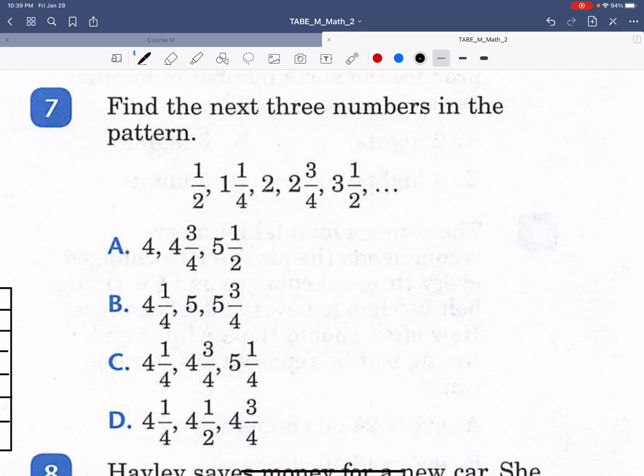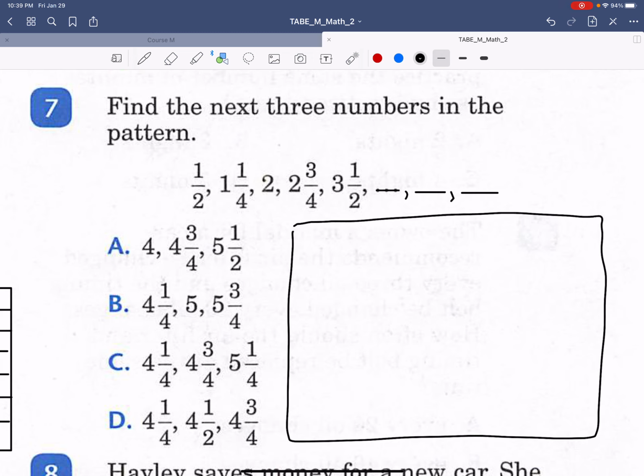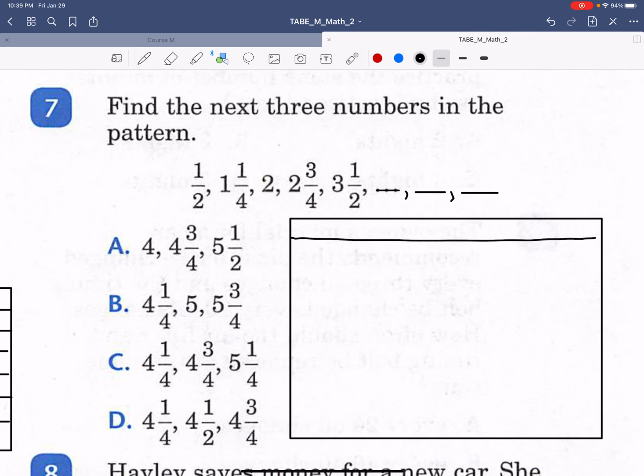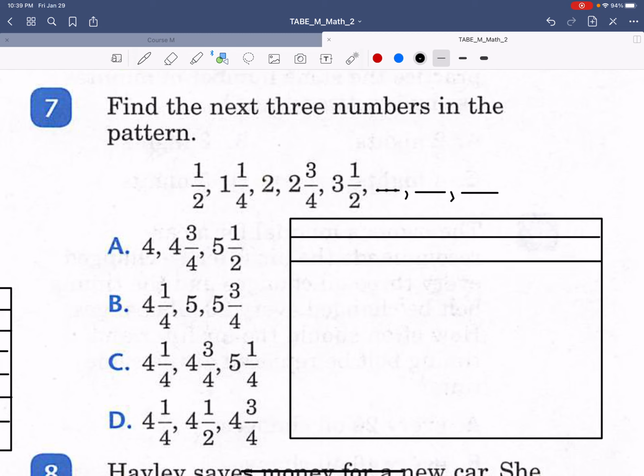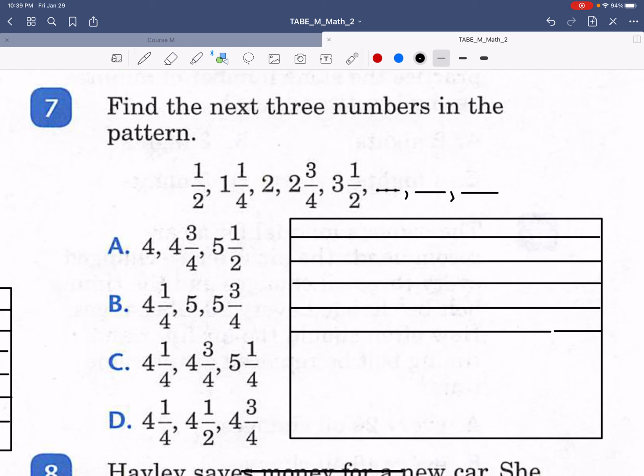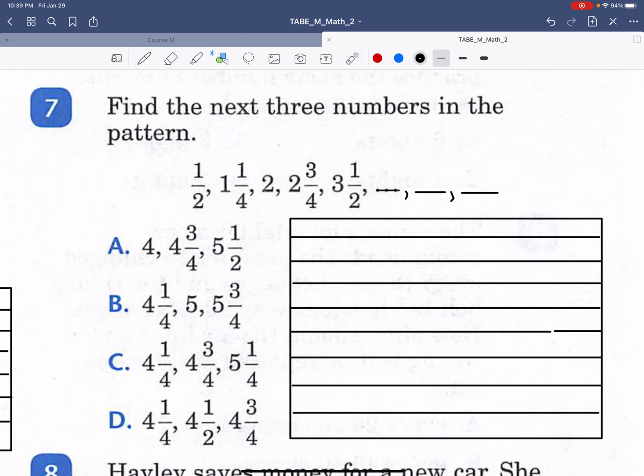It says to find the next 3 numbers in the pattern. So we're looking for 1, 2, 3 missing numbers. So if you count those 3 blanks and then the rest of those numbers, that's 1, 2, 3, 4, 5, 6, 7, 8. And I'm going to add 1 to that to get 9 rows for my table. So here's 1, 2, 3, 4, 5, 6, 7, whoa, look at this, 8, 9.